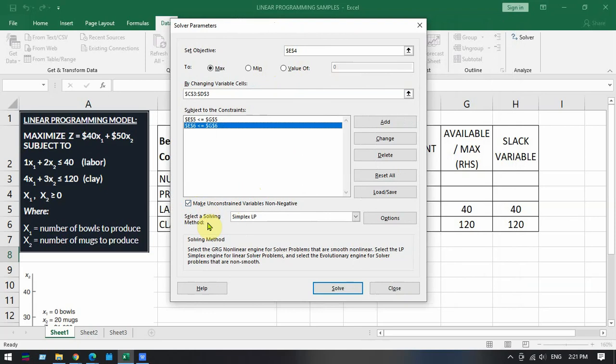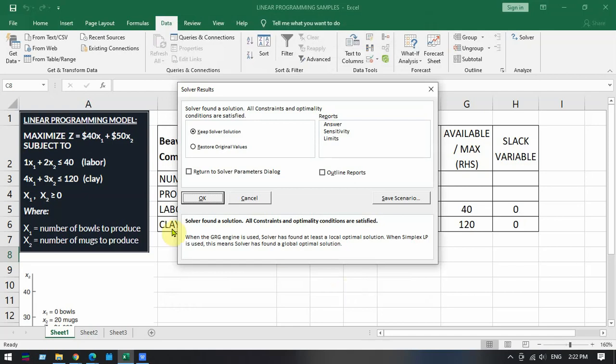And then for the solving method, this is what I've been telling earlier, that in linear programming, we are using the simplex linear programming method because we have to choose that in here. We have other options here, and what we need is the Simplex LP, or simplex linear programming. So after that, we can just now click on Solve. And let's see.